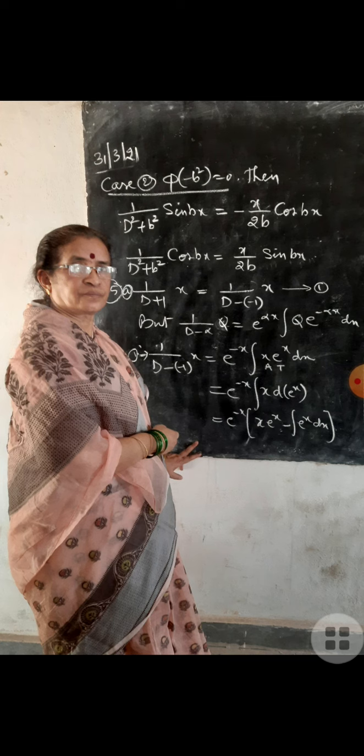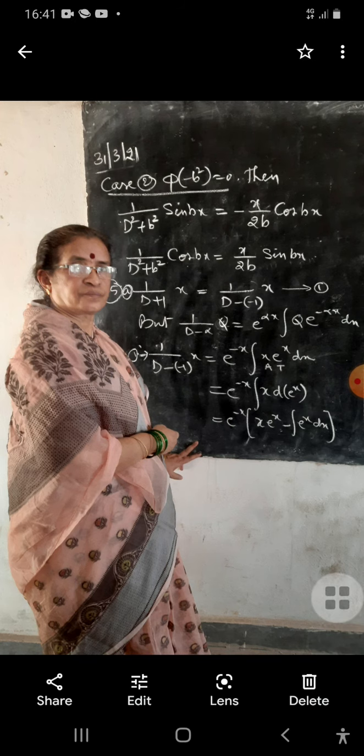Next, case 2: if phi of minus b square is equal to 0, then what is going to happen? 1 by D square plus b square operating on sin bx is equal to minus x by 2b into cos bx. 1 by D square plus b square cos bx is equal to x by 2b sin bx. And further, now consider problem number 15.